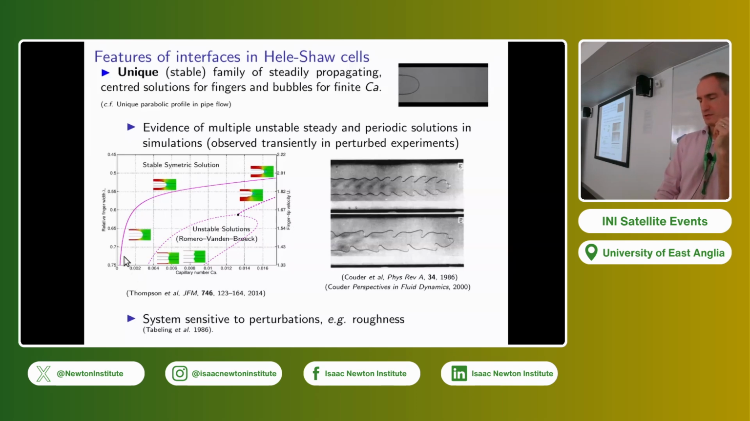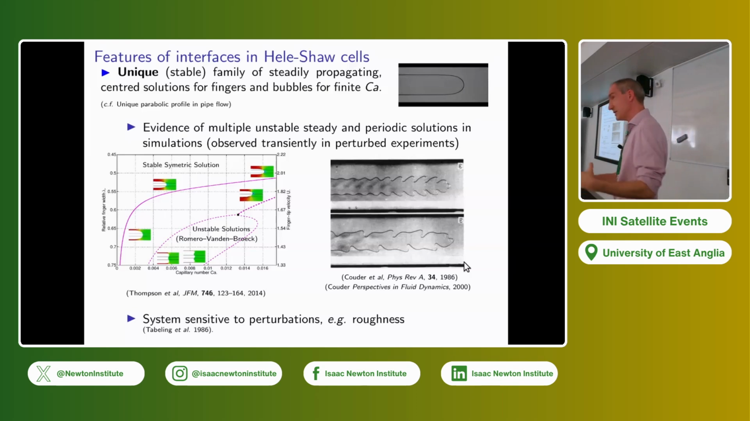So this is some of the computations that Alice did. This is the boring, steady, symmetric solution. When I say steady, I mean steadily propagating. Should be careful. But there are also unstable symmetric solutions, and then there's a pitchfork bifurcation, and you get an asymmetric solution. And in experiments, these experiments by Yves Couder, where they perturbed the tip of the advancing finger with a small bubble that you can barely see, you get evidence of periodic solutions. And we also know, from the work of Tabeling and others, that this system is very sensitive to perturbations, in particular the roughness of the glass on the plates that you've put on the top and the bottom.